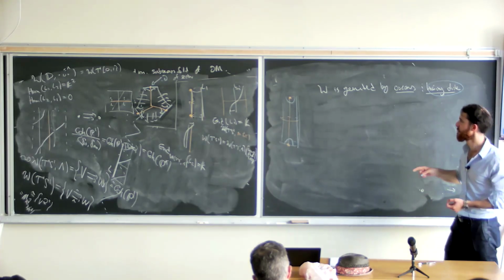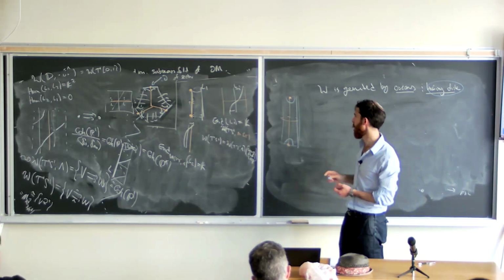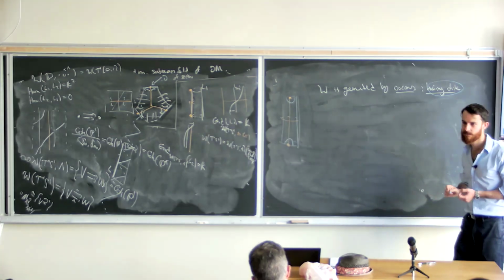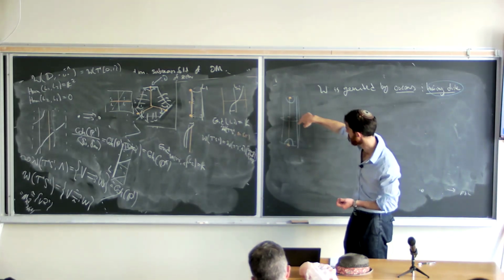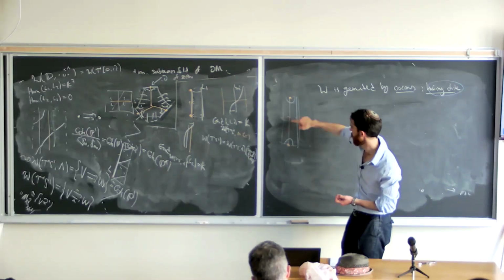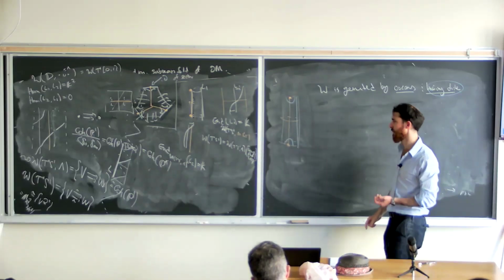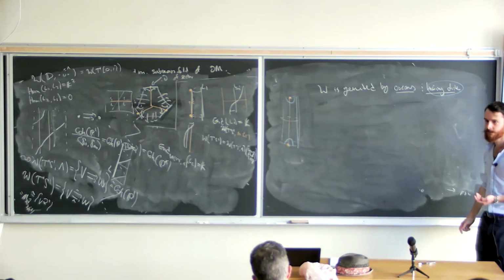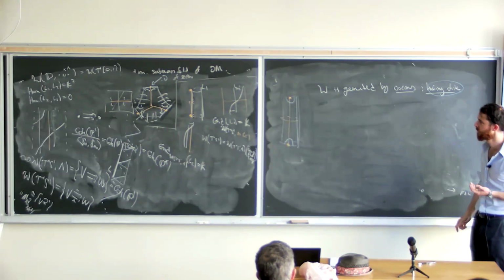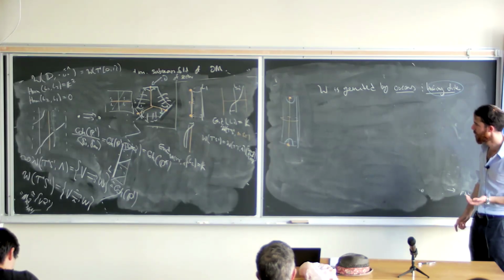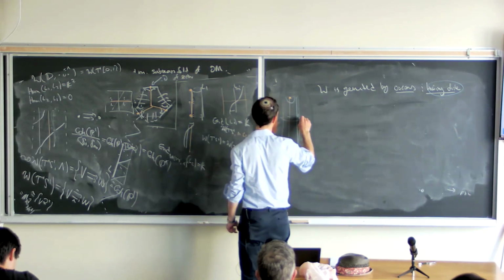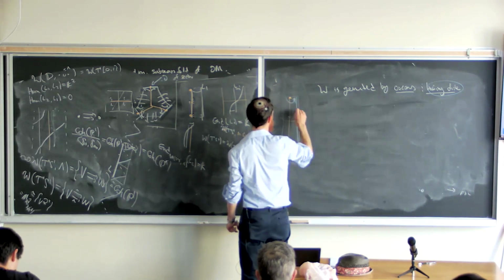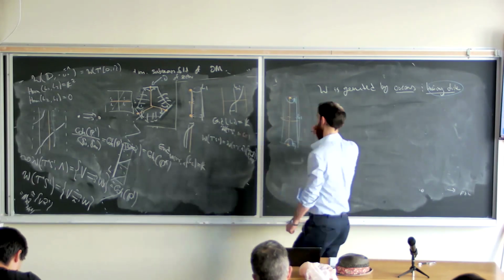So this Fukaya category W is generated by these three objects. It's generated by a cotangent fiber, which is the co-core to this compact part of the skeleton, and then by these two what are called linking disks. Let me give these names. Let me call this L, my L1. Let me call these D1 and D2.